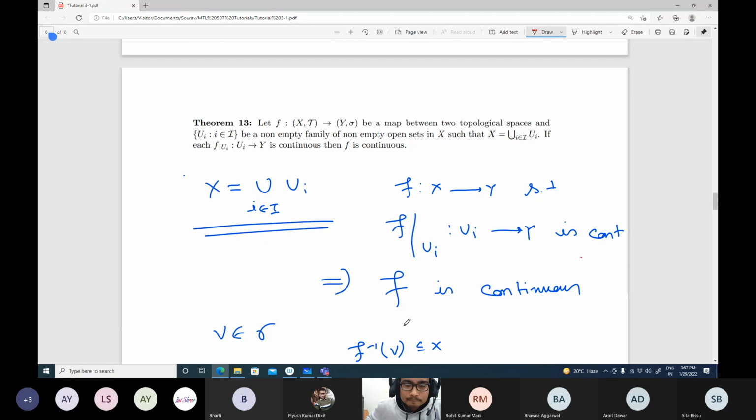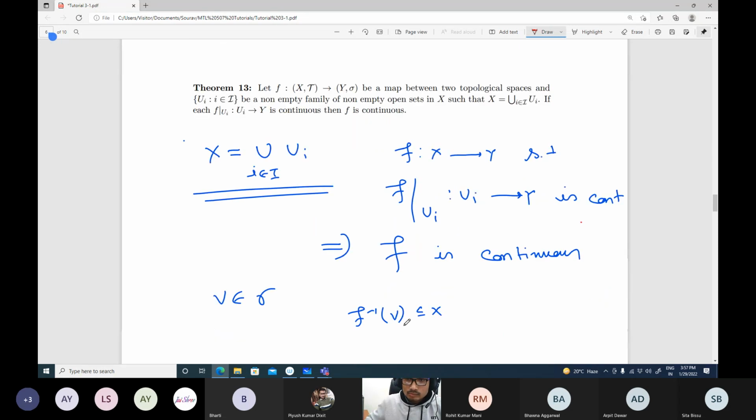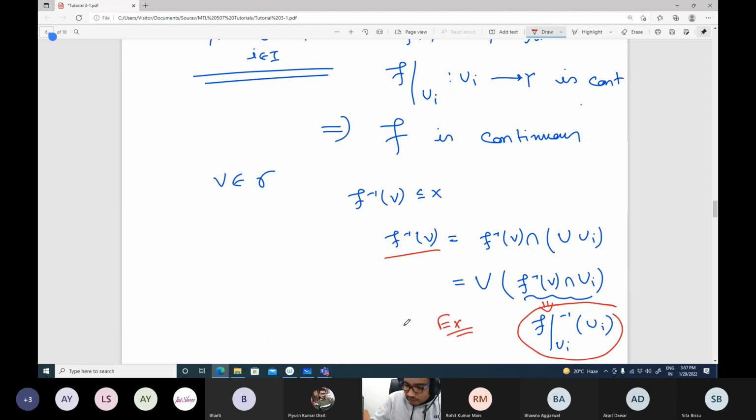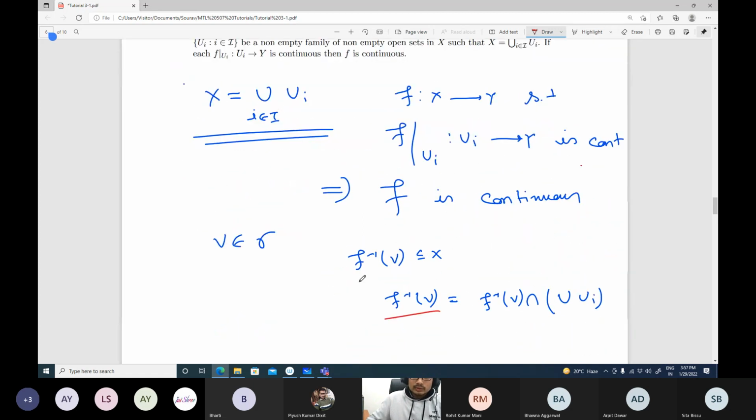Is it clear? I just leave this exercise here: that F inverse V intersection U_i will be the inverse of V under F restricted to U_i. Sorry, if this is not U_i, it is F inverse of V. Look at this one, you can easily solve.